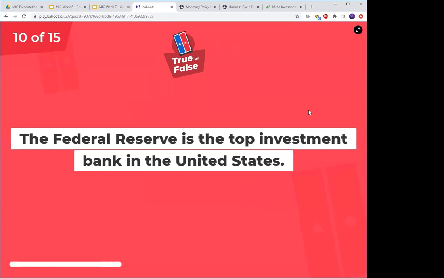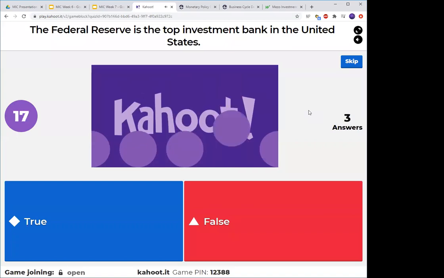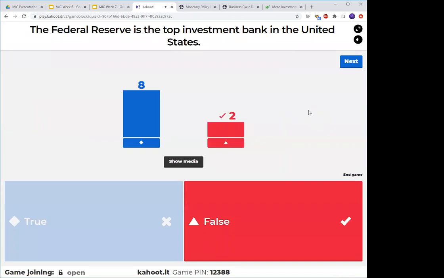All right. True or false? The Federal Reserve is the top investment bank in the United States. Wow. Okay. So only two people got it right. I guess this question did trip you all up a bit. The Federal Reserve is not the top investment bank in the United States. It is, in fact, the central bank of the United States.